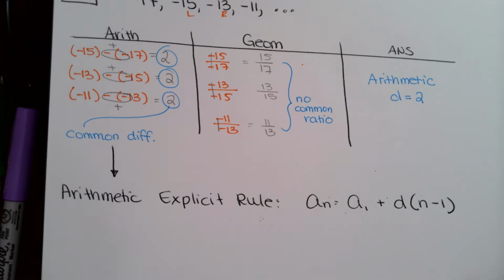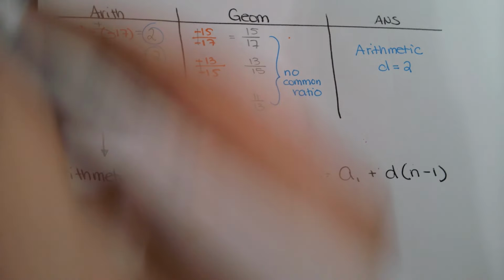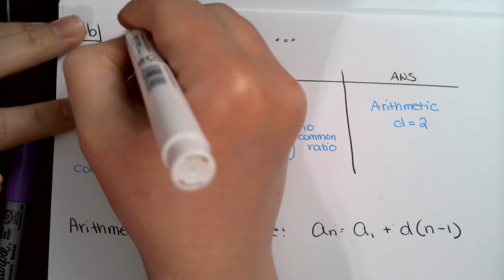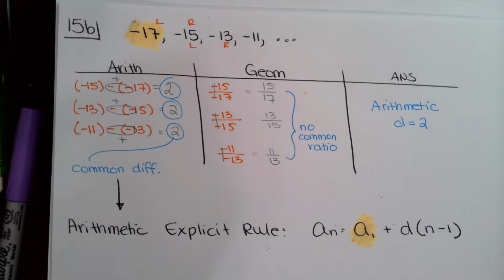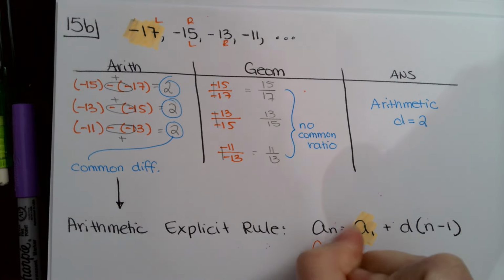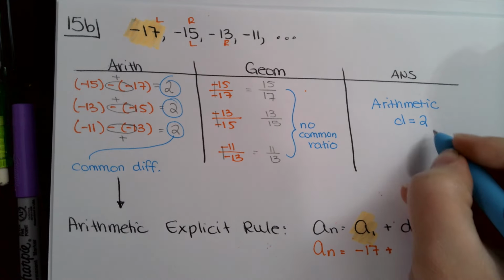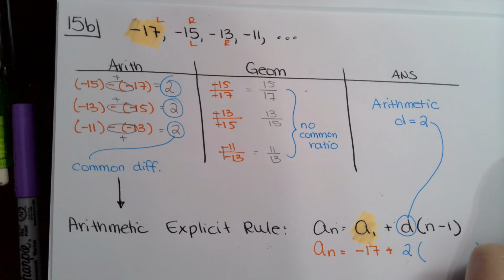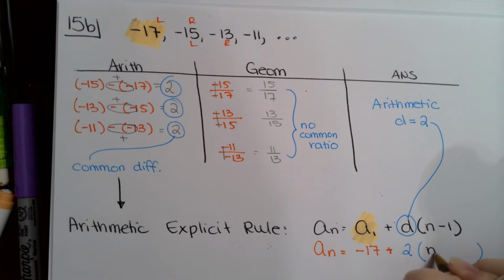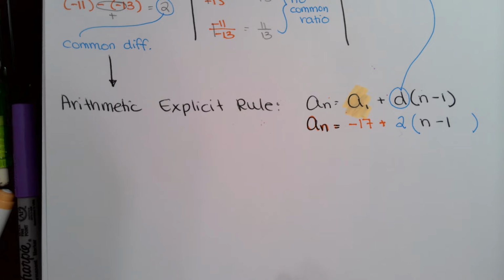Again, they don't want the formula, they want you to use the formula, so we're going to be replacing some things. Looking at the given sequence, the first term is -17. That is what we're going to be replacing a sub 1 with. So now we have a sub n is equal to -17 plus, next we need to replace d with our positive 2, and then we have our n minus 1. So again, the only two things we are changing are your a sub 1 and the common difference d.